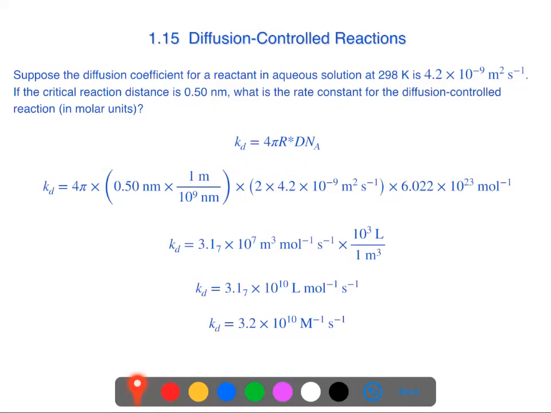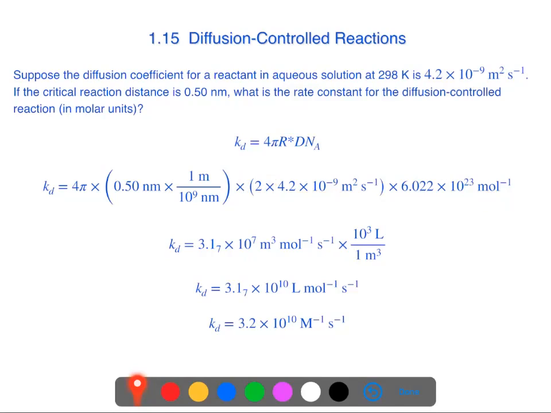So if we substitute in for our critical reaction distance with 0.50 nanometers, we need to convert that to meters using the conversion factor 1 meter is equivalent to 10 to the 9 nanometers. As well, D is equal to the sum of the diffusion coefficients. And because we're only given one diffusion coefficient, we're assuming that we have a reactant that is in effect reacting with itself. And so we must multiply the diffusion coefficient by 2. If we were given two different diffusion coefficients for two different reactants, then we would sum those values. And then finally, we have the Avogadro constant.